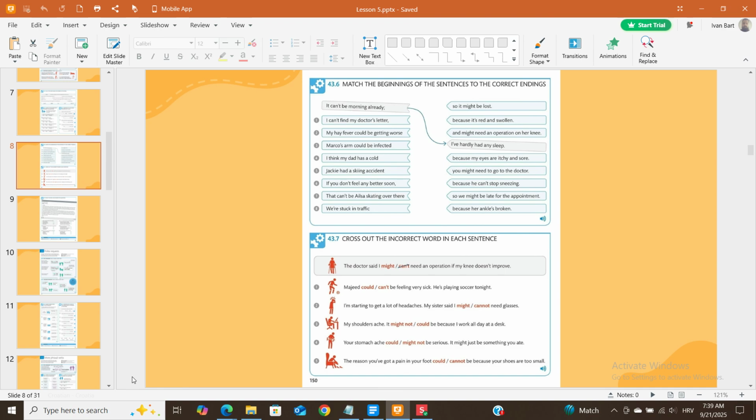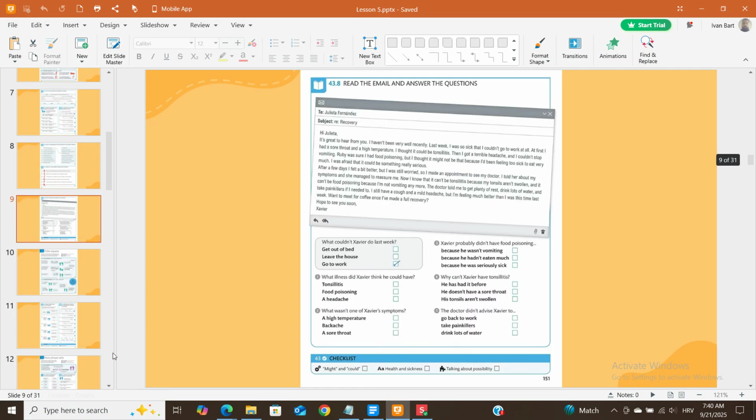43.7. Cross out the incorrect word in each sentence. The doctor said I can't need an operation if my knee doesn't improve. Majid could can't be feeling very sick. He's playing soccer tonight. I'm starting to get a lot of headaches. My sister said I cannot need glasses. My shoulders ache. It might not, could be because I work all day at a desk. Your stomach ache might not be serious. It might just be something you ate. The reason you've got a pain in your foot cannot be because your shoes are too small.